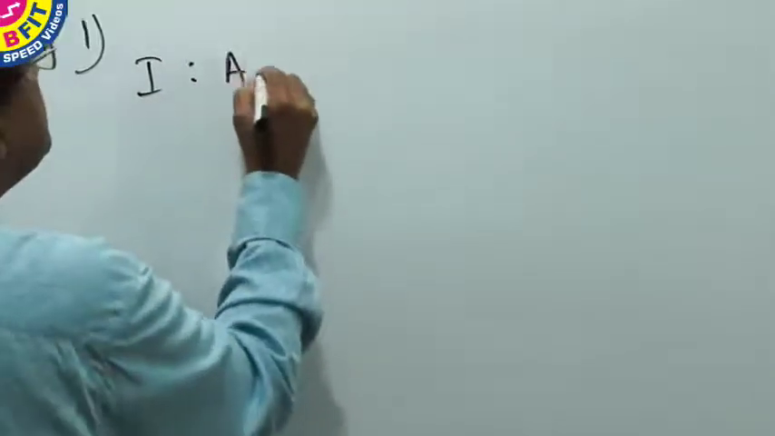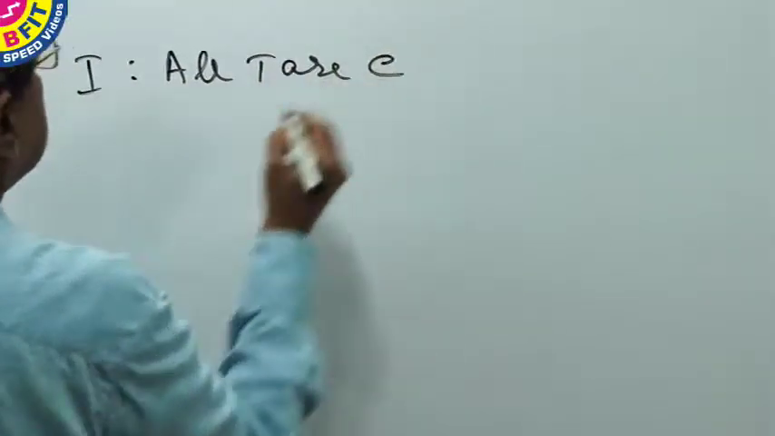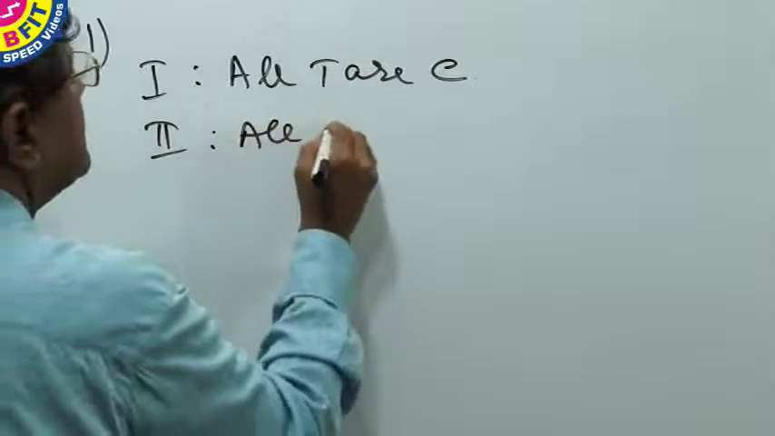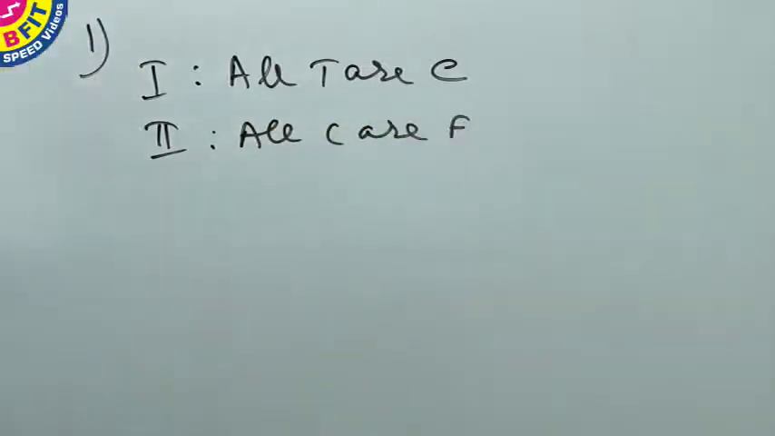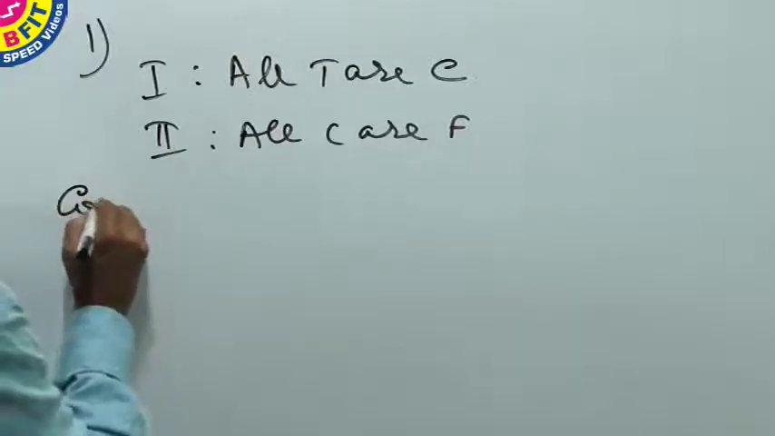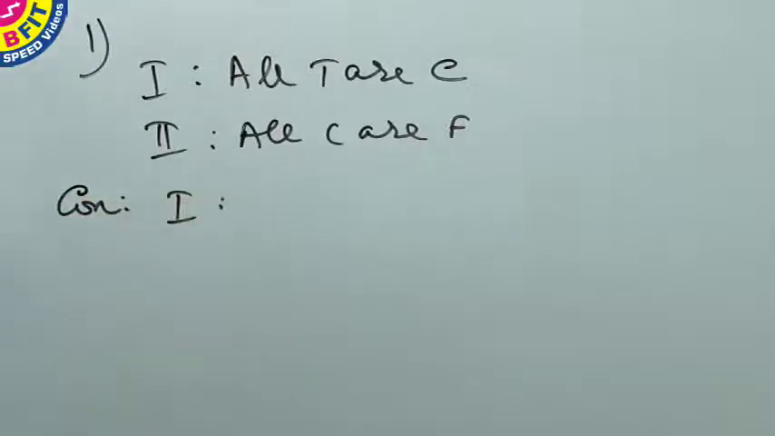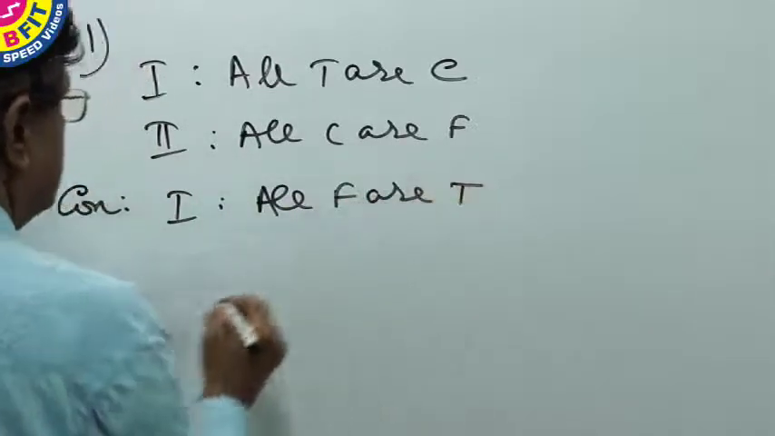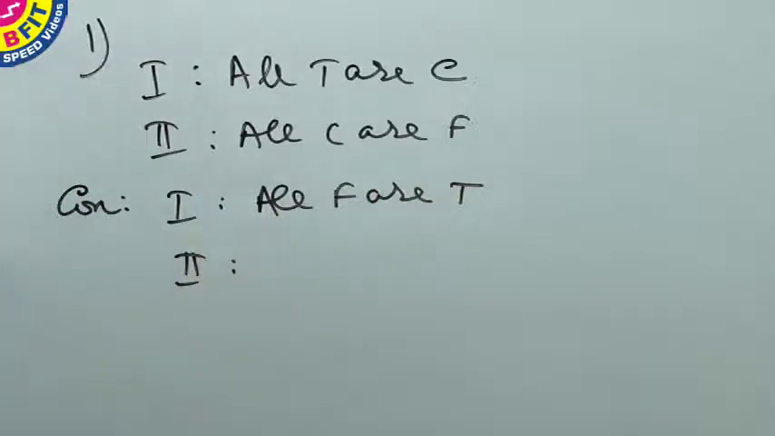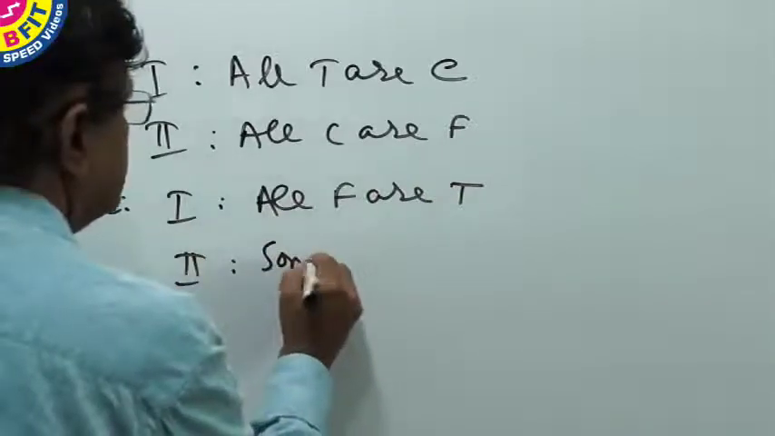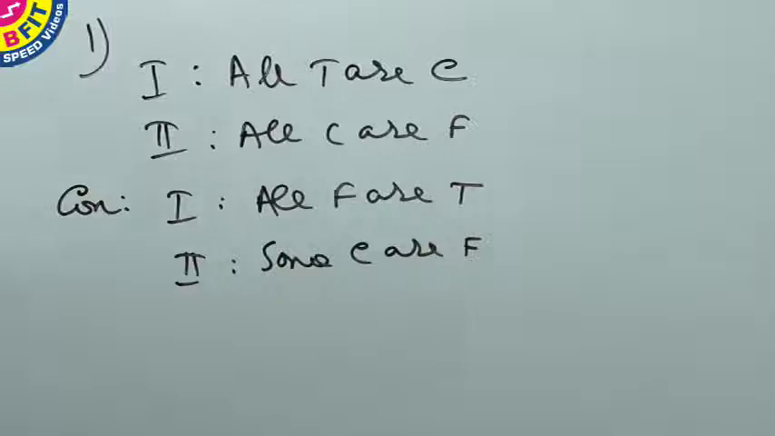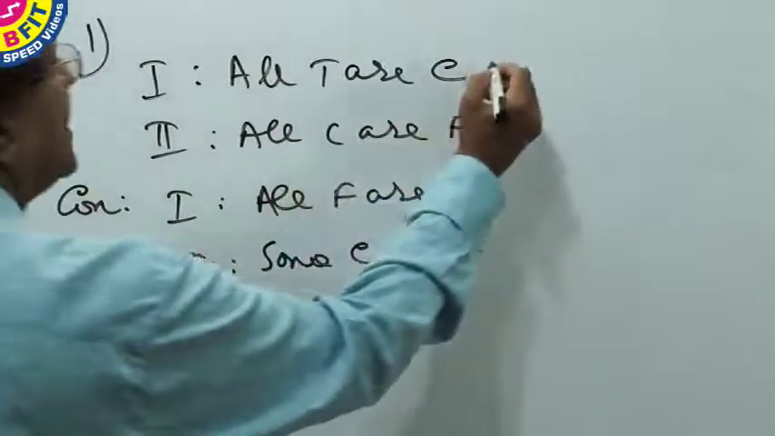Statement 1. All T are C. Statement 2. All C are F. Conclusions. 1. All F are T. Conclusion 2. Some C are F. So the first step is to identify the statements. The statements are both A type.